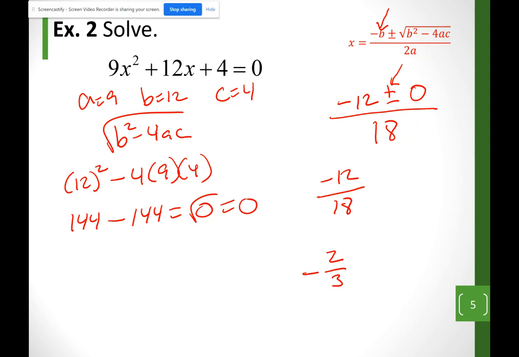When I do the minus sign, negative 12 minus 0 is negative 12 over 18. I notice I'm going to get the same solution. So I'm just going to write it once. My answer in this case is negative 2/3.